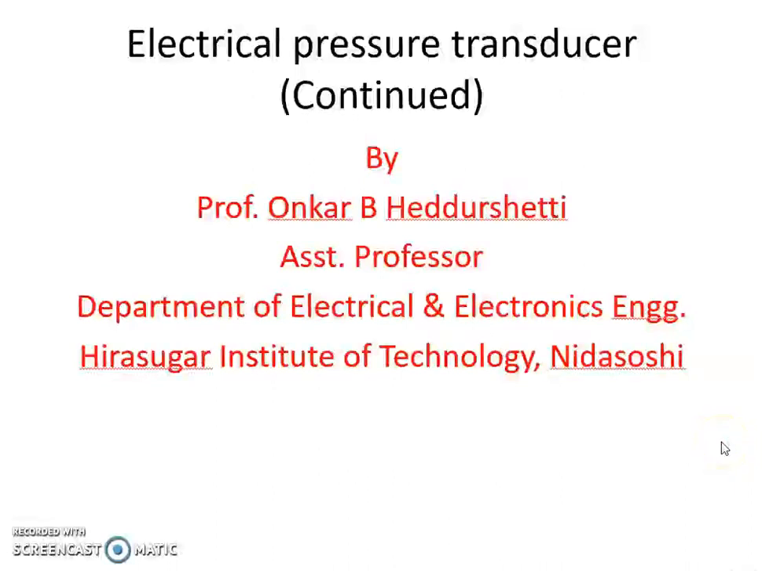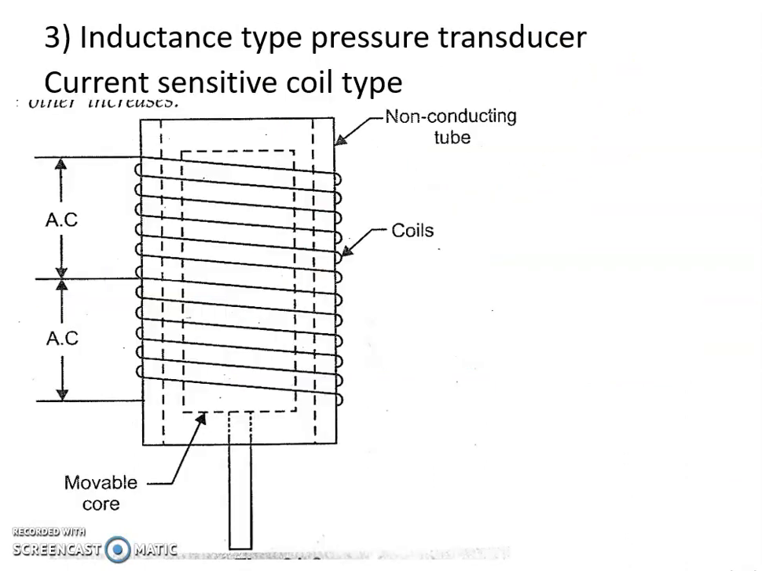Now let us continue with the study of different types of electrical pressure transducers. Now let us move on to the third type of electrical pressure transducer, the inductance type pressure transducer. In case of inductance type pressure transducer, the applied input pressure is measured in terms of change in inductance of the coil.